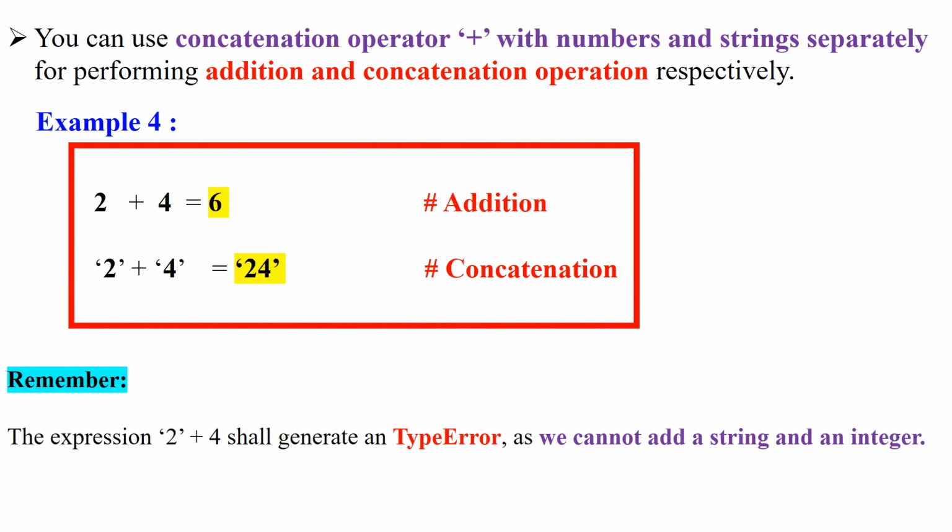You can use the concatenation operator plus with numbers and strings separately for performing addition and concatenation operations, respectively. Now, look at example 4. Number 2 plus number 4 equals 6. This is addition. String '2' plus string '4' equals string '24'. This is concatenation. Remember, the expression string '2' plus number 4 shall generate a TypeError, as we cannot add a string and an integer.